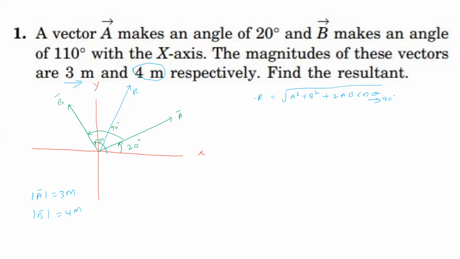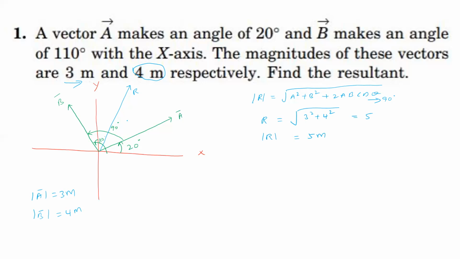By substituting these values, we can get the magnitude of the resultant. So the magnitude of the resultant is equal to root of 3 square plus 4 square, and this term is 0 because theta is 90 degrees and cos 90 is 0. Now 3 square plus 4 square is 25, root 25 is 5. So the magnitude of the resultant is equal to 5 meter.